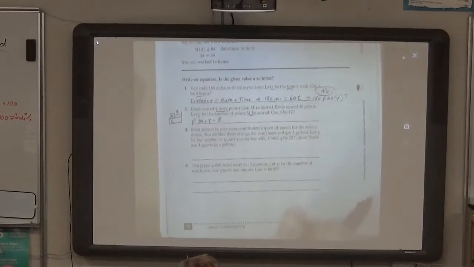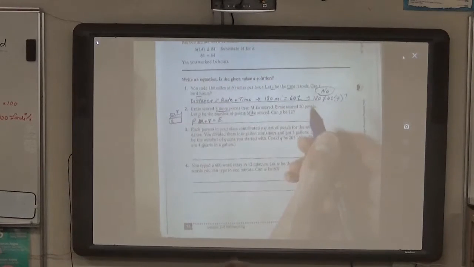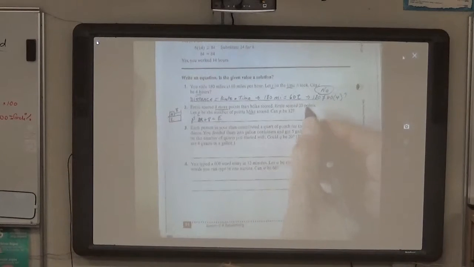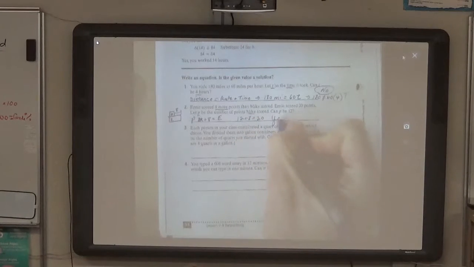I suppose P for points. That makes sense. So P plus 8 equals E. Now, can P be 12 if Ernie scored 20? Yes. Well, 12 plus 8 equals 20, so yes.